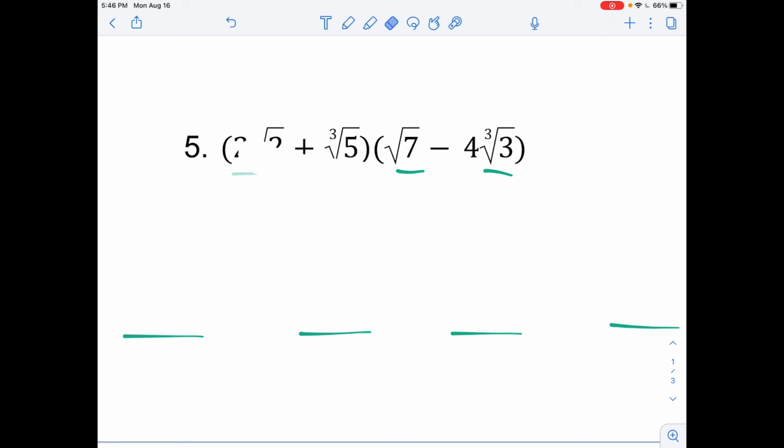Here's what I'm going to start with. I'm going to multiply the 2 outside terms, right? And by that I mean the first terms in each parentheses. So numbers times numbers: 2 times 1 is 2. Then I take the square root, and I have 2 times 7. So that's 14.